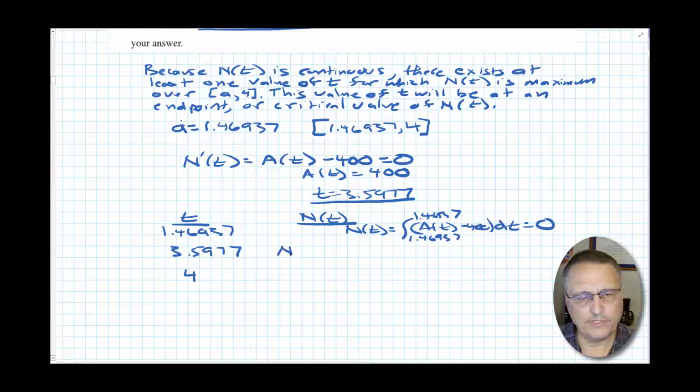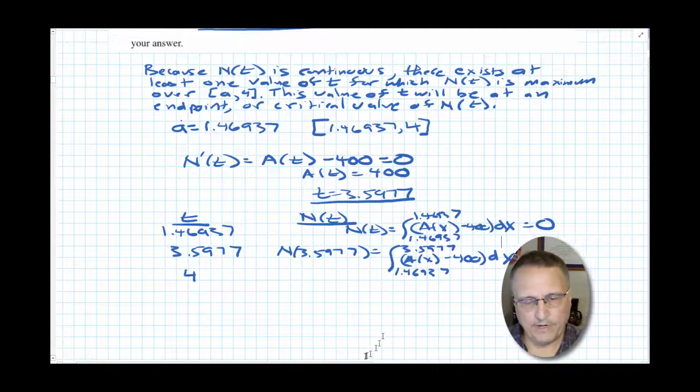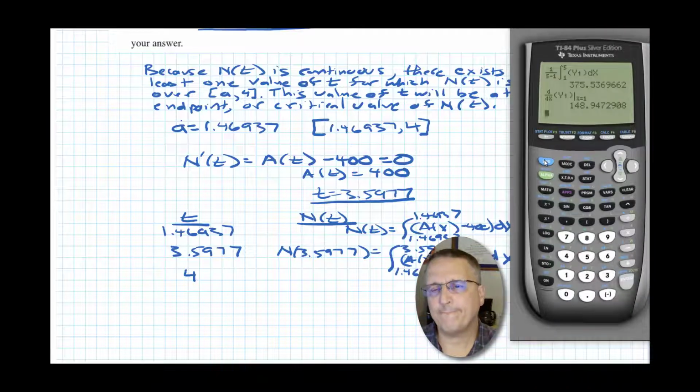The next thing that I will do is find n of 3.5977. And by the way, this is a of x, right? That's the dummy variable that we're using here. So that was a of x. So I am going to integrate this using my calculator. And there's my answer, 71.254.